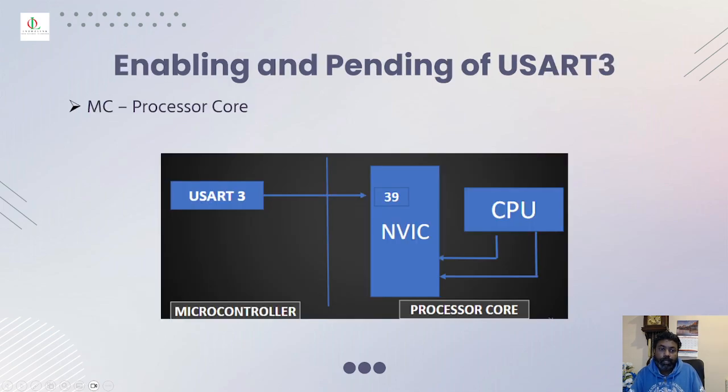This is just one example with the microcontroller with the processor core. Actually, we're going to learn about USART2 and its IRQ is 38. This is another microcontroller where, as an example, I pointed here, USART3, that IRQ is 39.